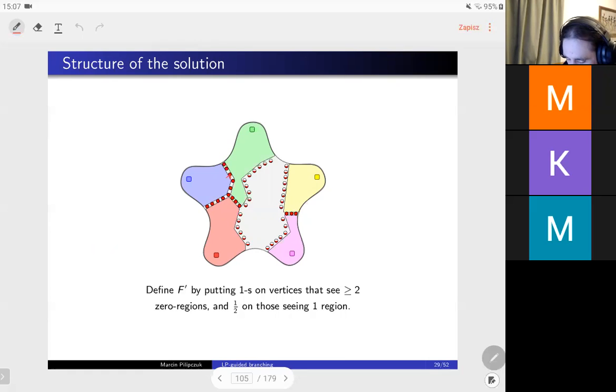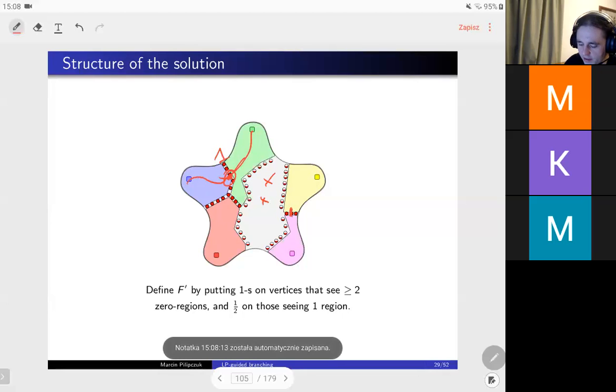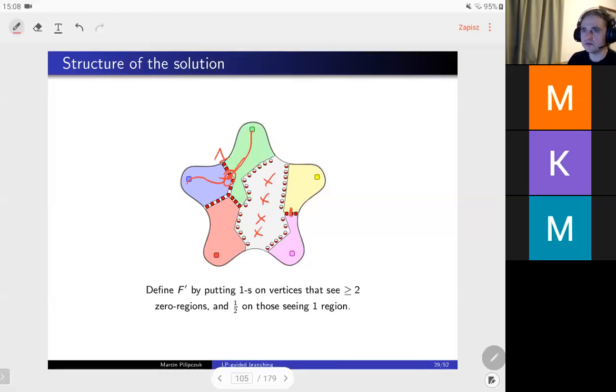If there's a vertex that is on the boundary of two different regions, you need to have ones there, because there's a path that goes through it, and it is the only vertex of positive weight, so it needs to have weight 1. The other observation is that there will be some areas that are in no zero region, but are also not on the boundary of a zero region. And you can take halves everywhere else.